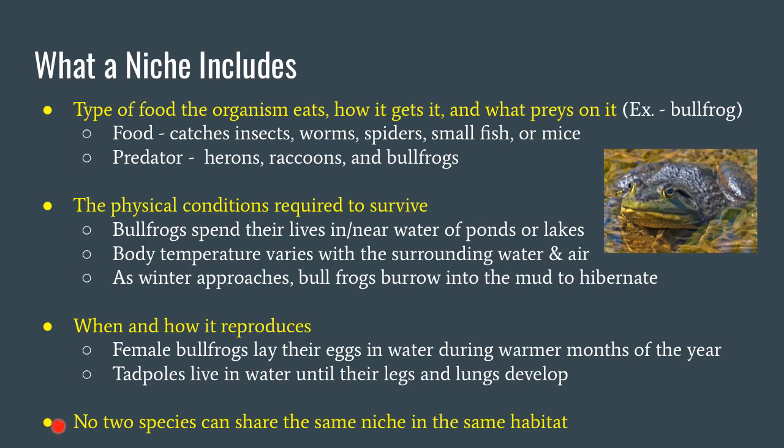The biggest thing I want you guys to understand about the niche is that no two species can share the exact same niche in the same habitat. That would be too much competition, and one of them would be kicked out of that particular ecosystem. So you might still have other organisms that need to be in the water and need water in order to reproduce, but they couldn't have the exact same food requirements as this bullfrog. Otherwise, the two organisms would compete too much and they wouldn't survive.